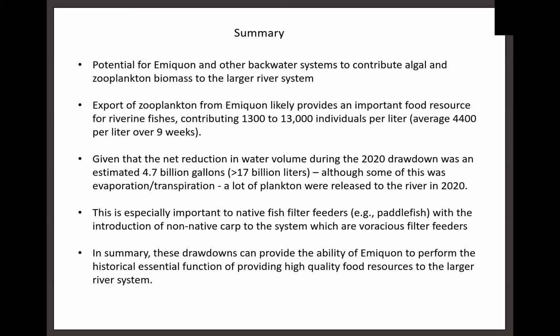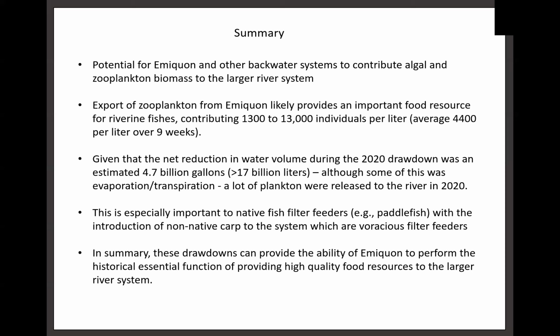Now, given that the net reduction in water volume during the 2020 drawdown was about 4.7 billion gallons, this is a lot of zooplankton and algal biomass delivered to the river. We do realize that some of these reductions were due to evaporation and transpiration, but even so, what left the preserve through the control structure are extremely high numbers of zooplankton.